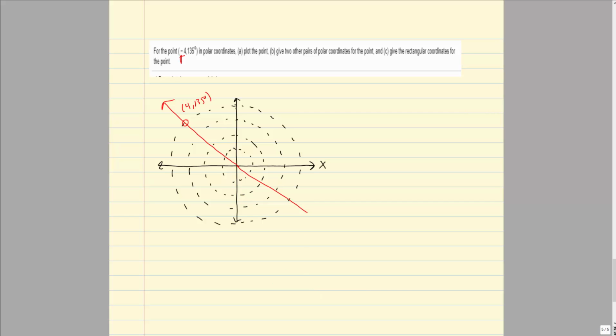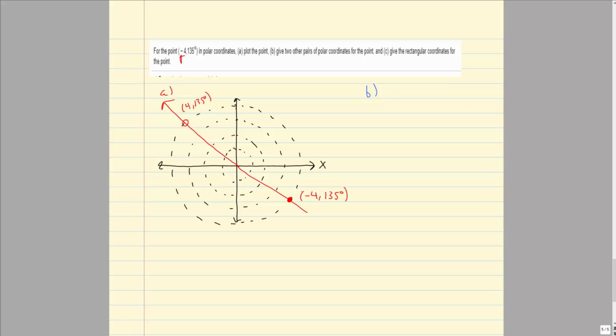I don't know if that was an improvement or not, to this point right here. So this is the point -4, 135 degrees. Okay, so these work out pretty slick, pretty simple, straightforward to graph. So that's part A.